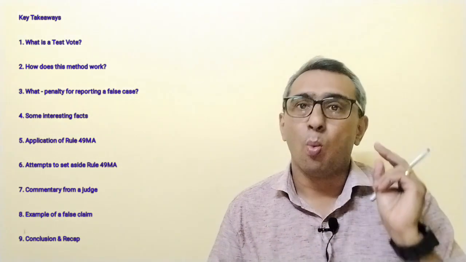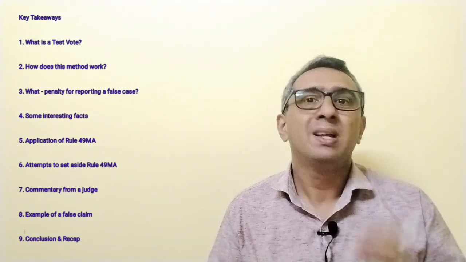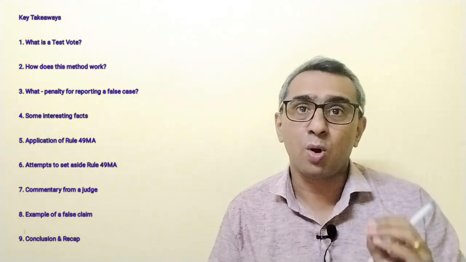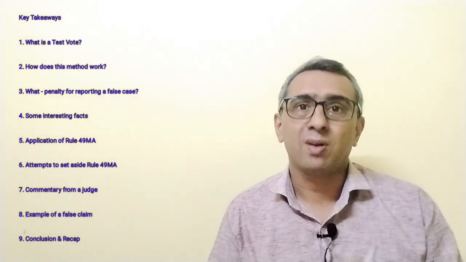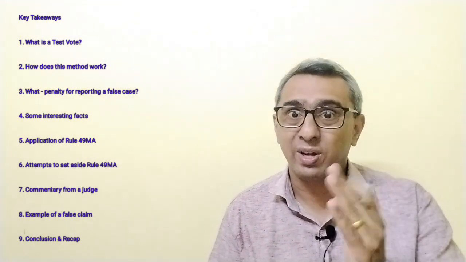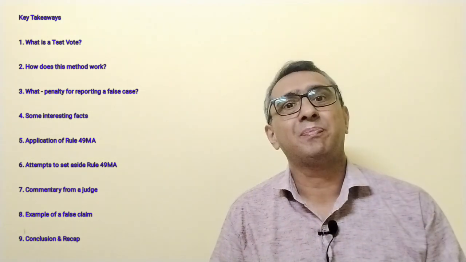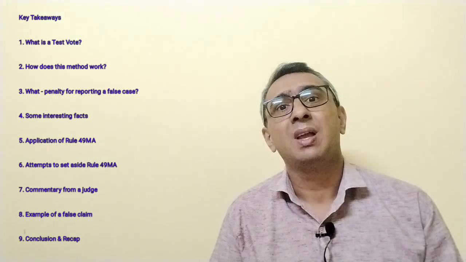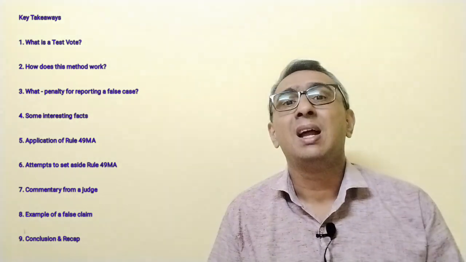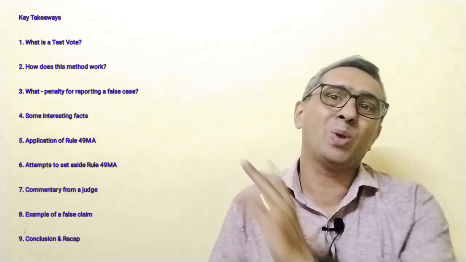But first, let's review the topics we are going to cover today before we dive in. First, what is a test vote? Second, how does this method work? Third, what is the penalty for reporting a false case? Fourth, some interesting facts. Fifth, application of Rule 49MA. Sixth, attempts to set aside Rule 49MA. Seventh, commentary from a judge. Eighth, example of a false claim. Ninth, conclusion and recap. So let's get on with the video.